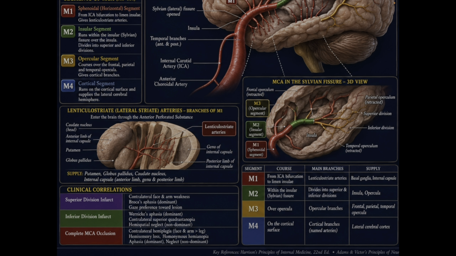So if there is a superior division infarct, contralateral face and arm weakness along with Broca's aphasia, gaze preference towards the lesion. Inferior division: Wernicke's aphasia in the dominant hemisphere, contralateral superior quadrantanopia, hemispatial neglect in the non-dominant hemisphere. Complete MCA occlusion: complete contralateral hemiplegia, hemisensory loss, homonymous hemianopia, along with aphasia in the dominant hemisphere and neglect in the non-dominant hemisphere.